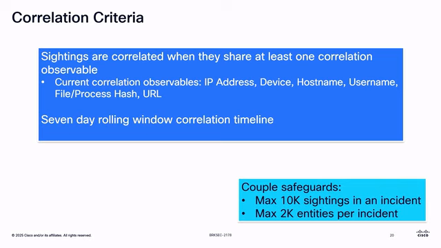And so if the incident has been closed and the same observables, et cetera, show up again, even if it's the same sighting, it just becomes a new incident.